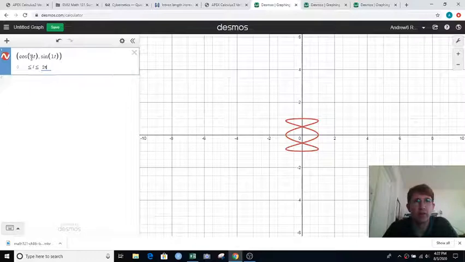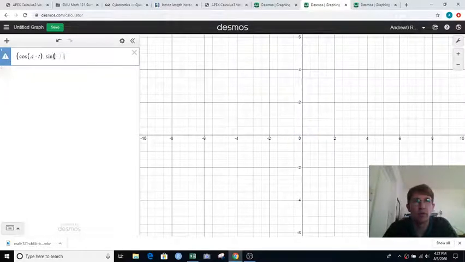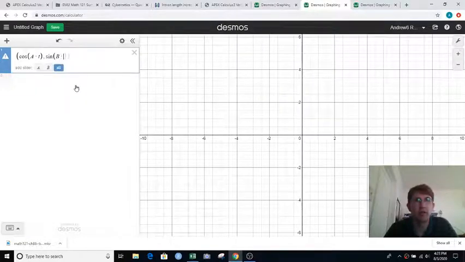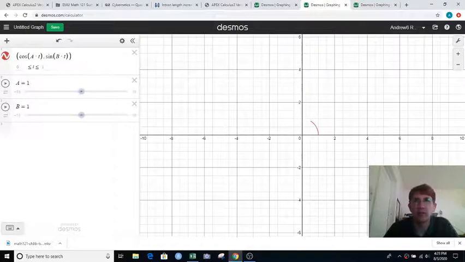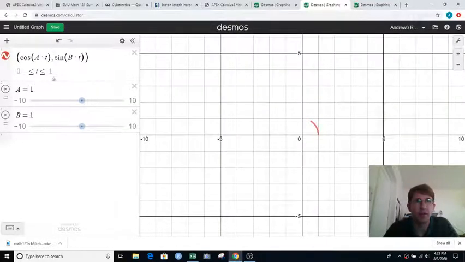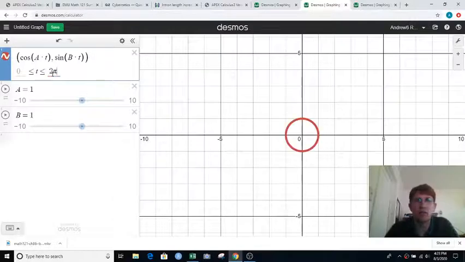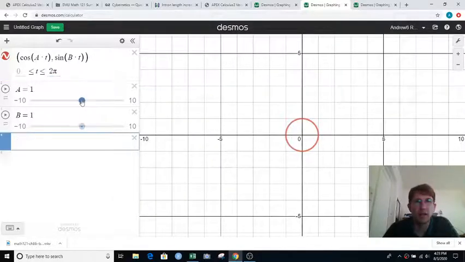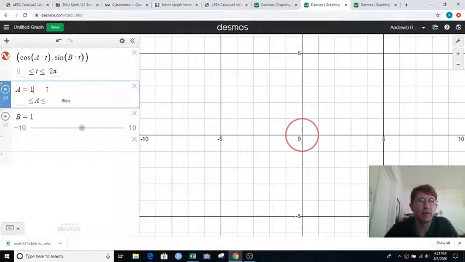So that's just typing in plain numbers here. We can also put in parameters. We could say cosine AT and sine BT and make sliders out of all of it. Let's show this a little better. And let's have t go from 0 to 2 pi. And then we can adjust the sliders. See interesting things happening there. Let's set that back to 1.